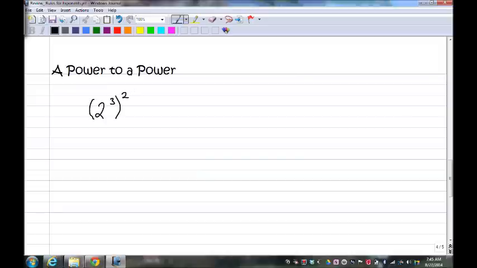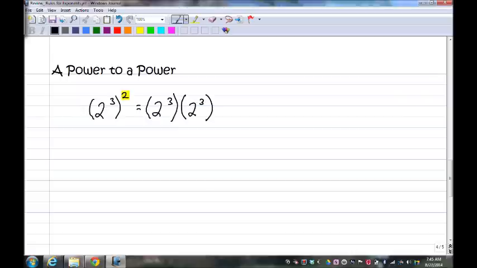That's a power to a power. What this means, let's look at this part first. That means repeated multiplication for everything that's in the parentheses. So what I have is 2 to the 3rd power, and it gets multiplied by itself 2 times. So 2 to the 3rd power, twice.